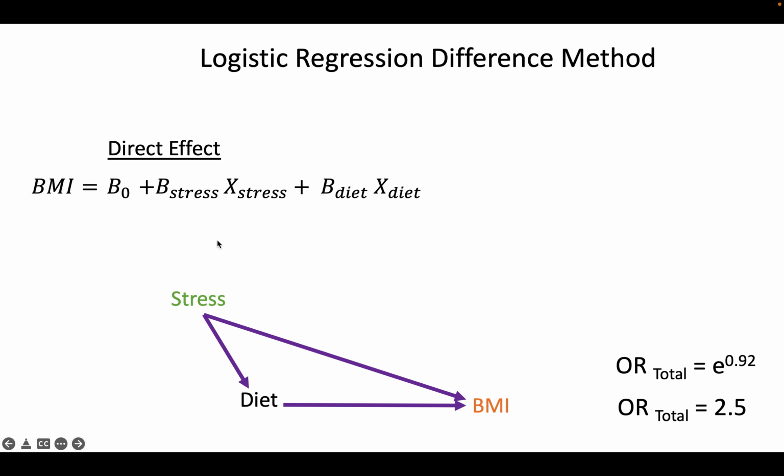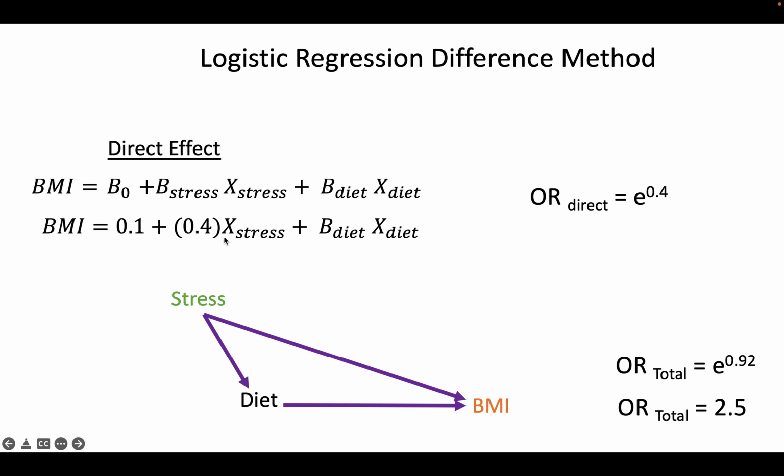So now we can find the direct effect, the same as before, by having a model that has both stress and diet in there. So if we find that, this would have a coefficient in reality, but I'm just going to not include it just because it's irrelevant to the difference method. If it comes out to 0.4 and exponentiated, that's 1.5.